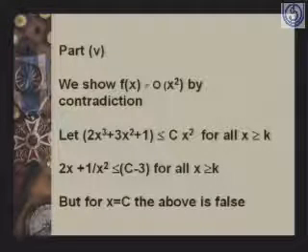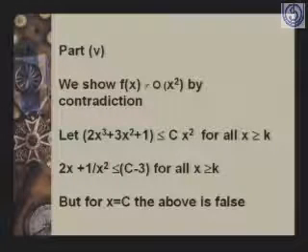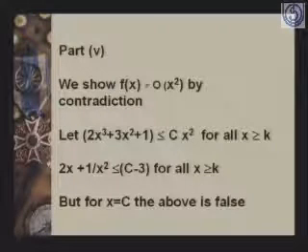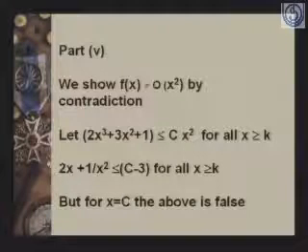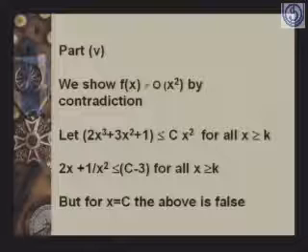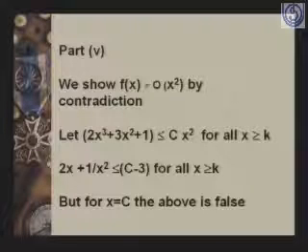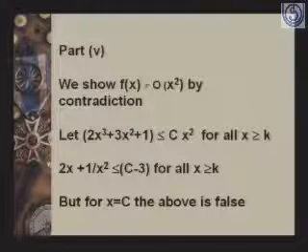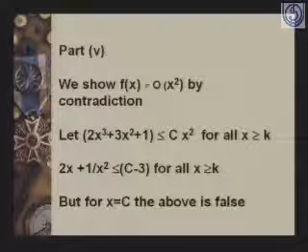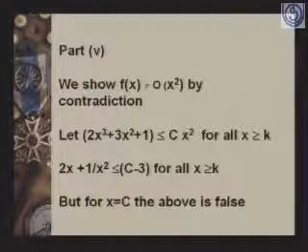f(x) is 2x³ + 3x² + 1, and we are assuming that it is of order x². If it is to be of order x², then there should exist a constant c and a constant k such that 2x³ + 3x² + 1 is less than or equal to cx² for all x greater than or equal to k. This is by the assumption that f(x) is equal to order x².